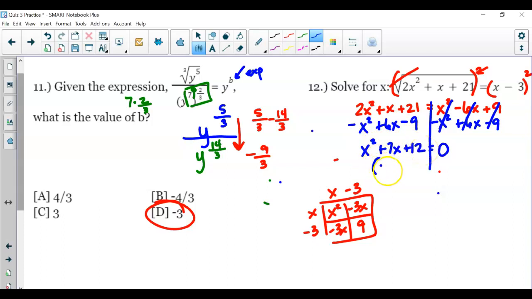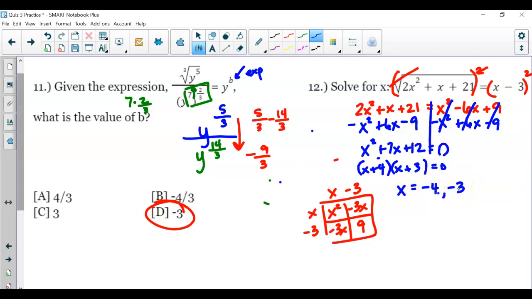So now what two factors multiply to get 12? Oops, sorry, I just realized, let me rewrite that. What two factors multiply to get 12 and add to get 7? 4 and 3. But notice how we have x is equal to negative 4 and negative 3 here.